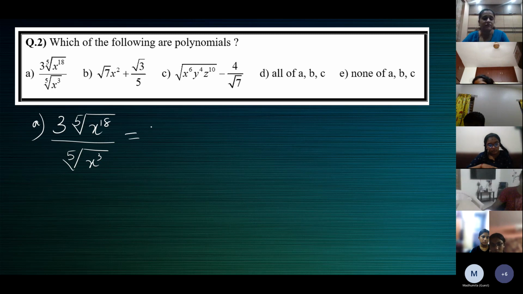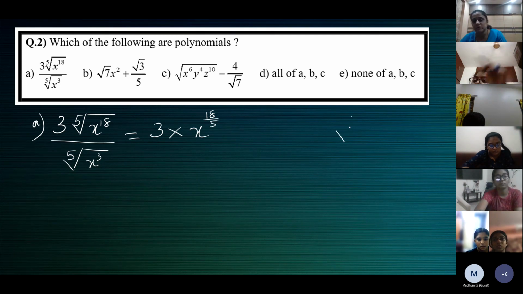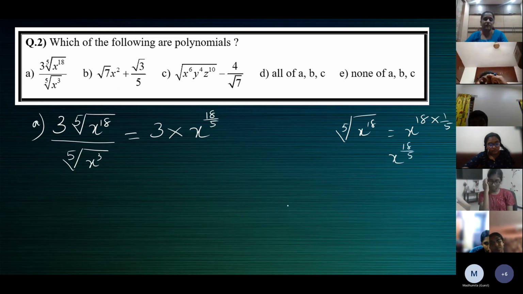So if possible, simplify. Look here, the fifth root of x to the power 18 can be written as x to the power 18 by 5. Is this right? Because the fifth root of x to the power 18 is x to the power 18 into 1 by 5, which means x to the power 18 by 5.